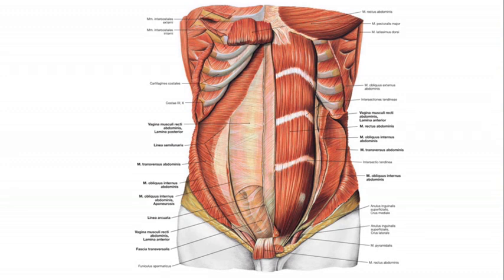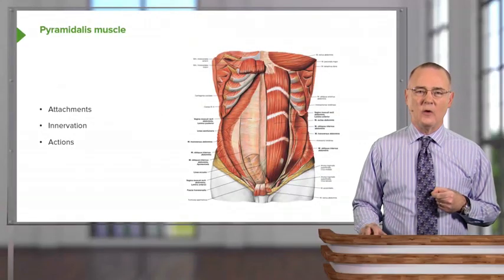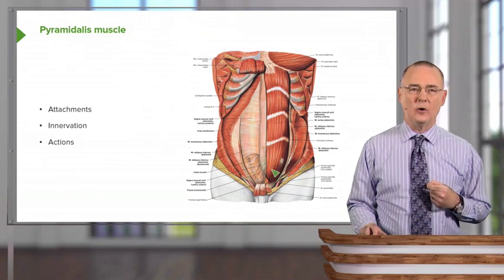Its innervation is from the anterior rami from your 12th thoracic spinal nerve.